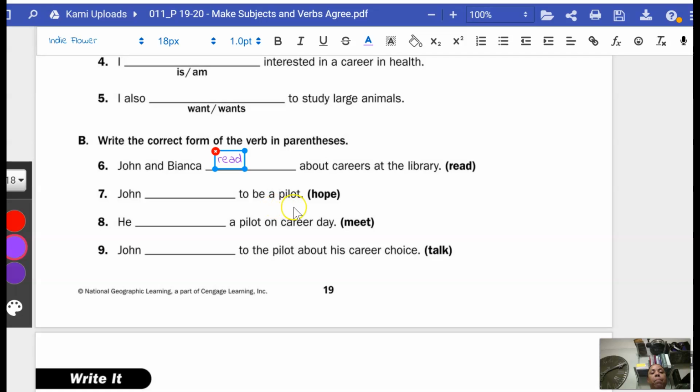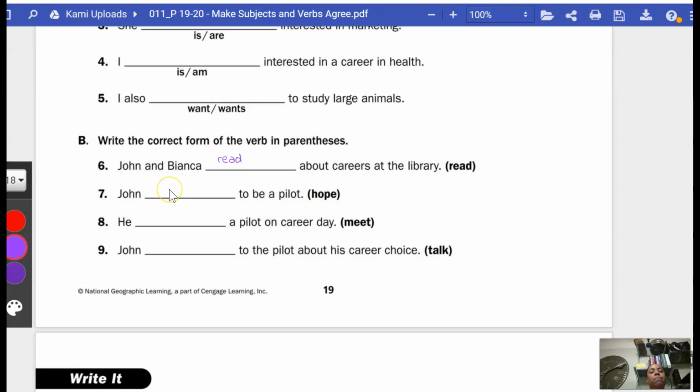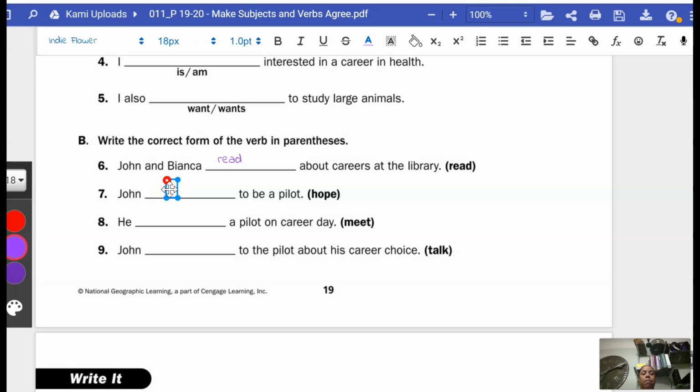John to be a pilot. Okay, so who or what are we talking about? We're talking about John. Are we talking about anybody else? You're right, we're not. We're only talking about one person. So that means the subject is singular. If the subject is singular, then the verb needs to be singular. So in this case, instead of just typing hope, to make a verb singular, you add an S. So for number 7, it's John hopes to be a pilot.